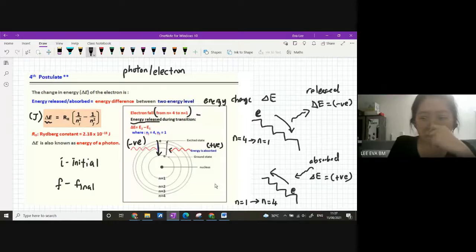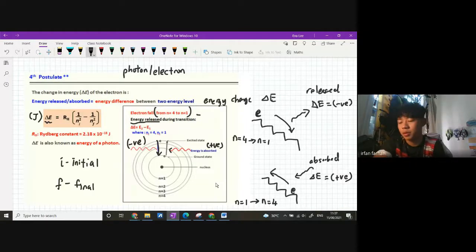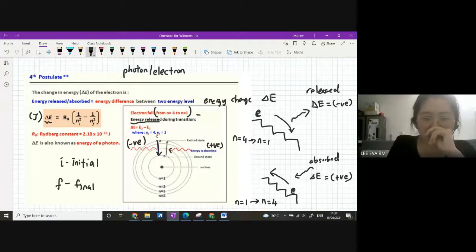Teacher, dia tulis kat sini untuk initial, saya tak faham. Initial tu dia kena from n equal to 4 ke n equal to 1, yang mana satu initial? Okay, so it's tested for your grammar as well lah. From n equals to 4, that means n4 ini adalah awak punya initial. Value 4 ini adalah initial. 2, that means n equals to 1 is your final. So initial, final, mula-mula awak ada kat mana?